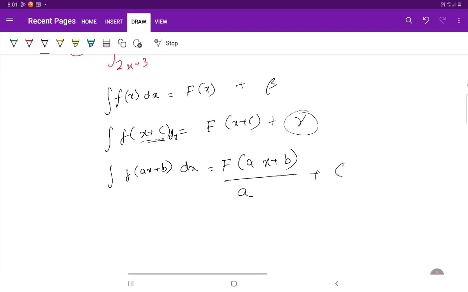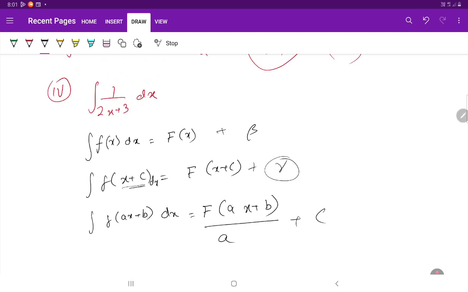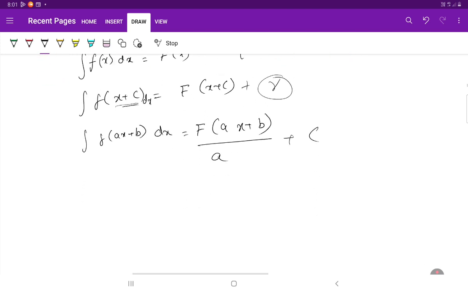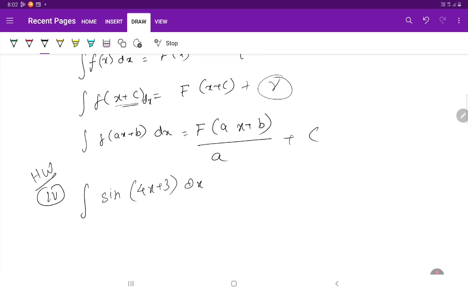So, coming back to the problem, this can be written as f of 2x plus 3. Just integrate it in the usual method. It will come out to be ln of 2x plus 3, and the prefactor at the end will come out to be 2, plus c, where c is a constant. Similarly, you can try out some more problems, like integration of sine 4x plus 3 or cos 4x plus 3. You can comment below. Take it as a homework problem for now.